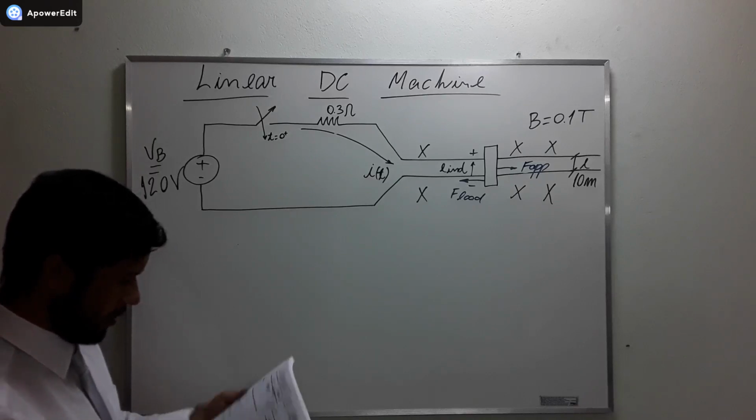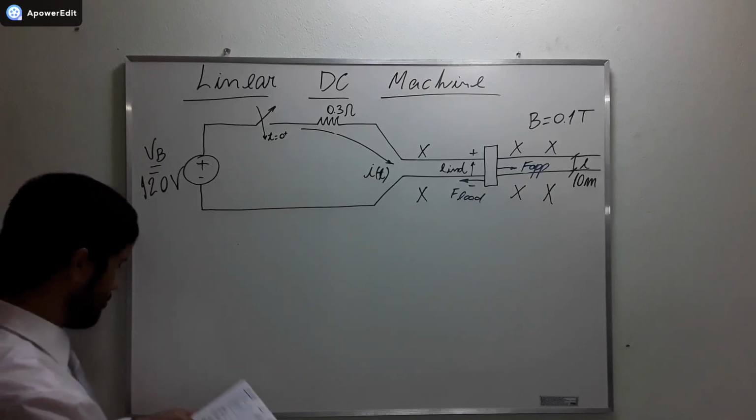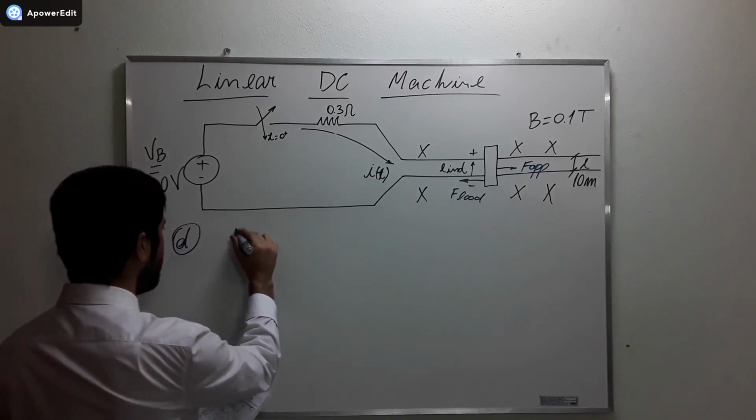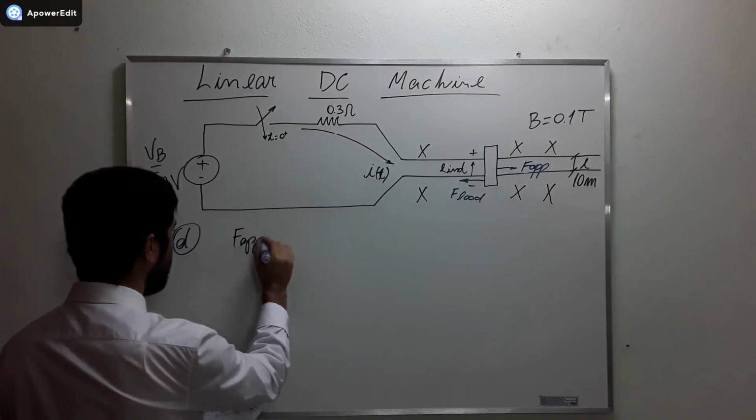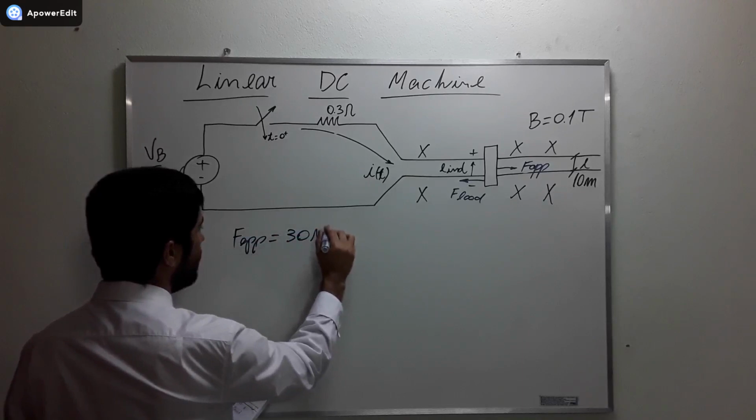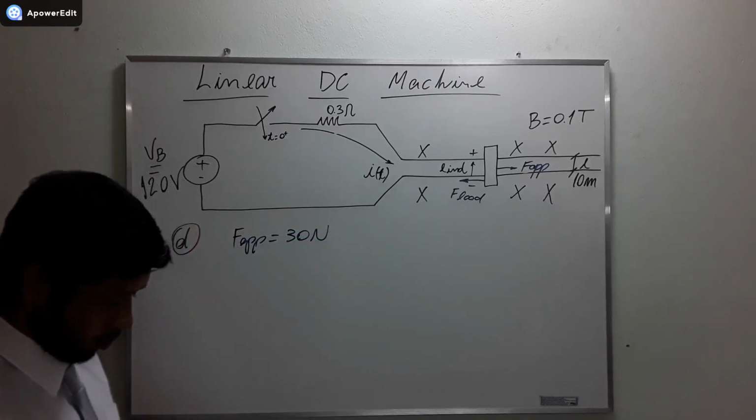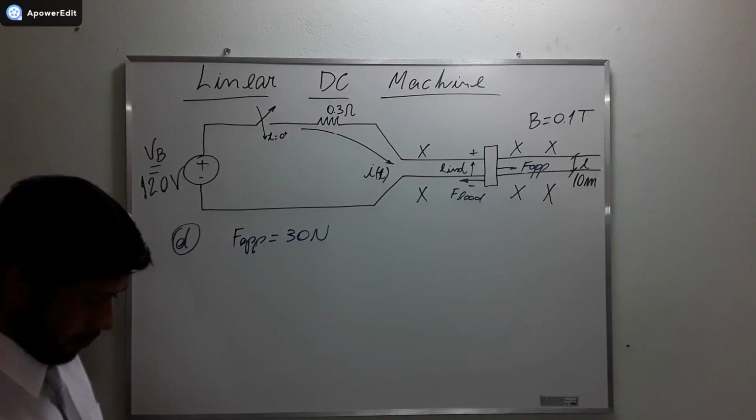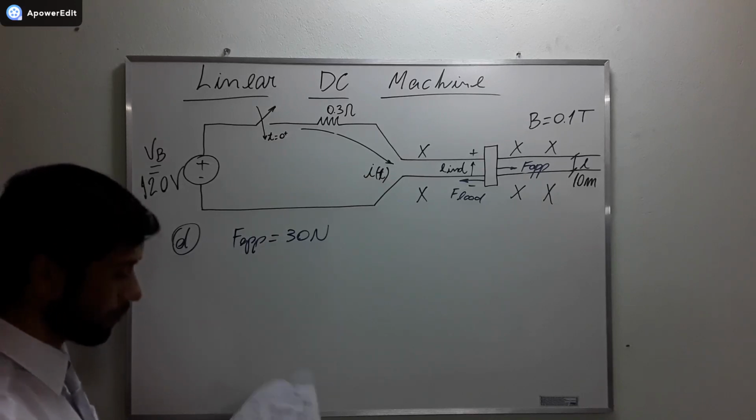So in letter D, the exercise wants us to apply a force of 30 newtons to the right. How much power is the bar producing? How much power is the battery consuming? And what is the steady state velocity?